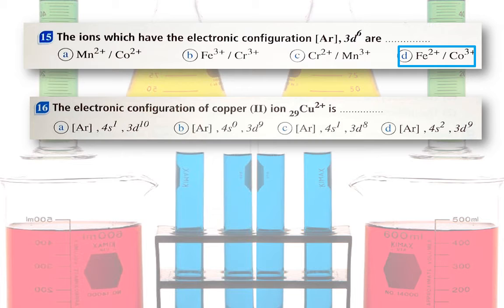Another question, the electronic configuration of copper +2. Copper +2 means that it loses 2 electrons here. We have what? We have electronic configuration, no electrons in 4s orbital and 3d9. Okay, it means that it loses the 2 electrons here from s and has 3d9 electrons.